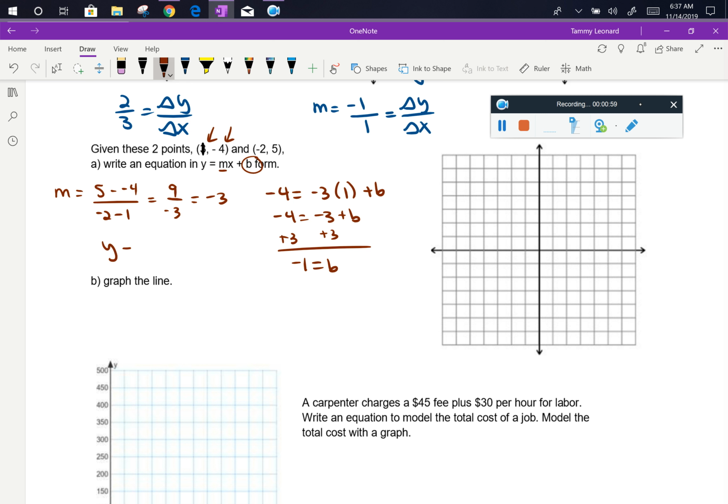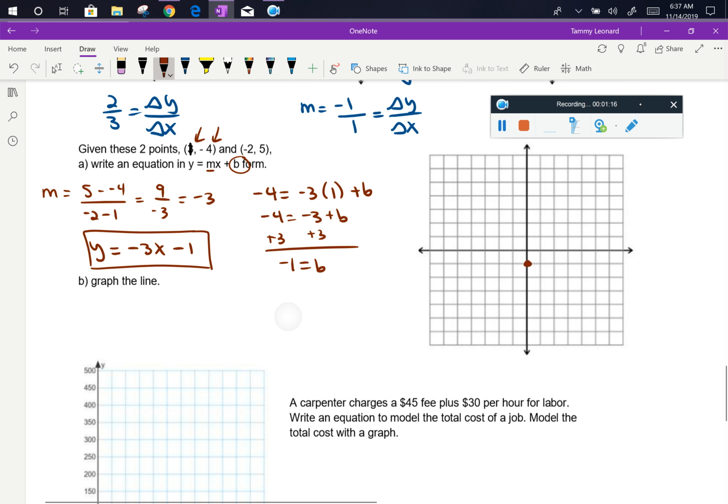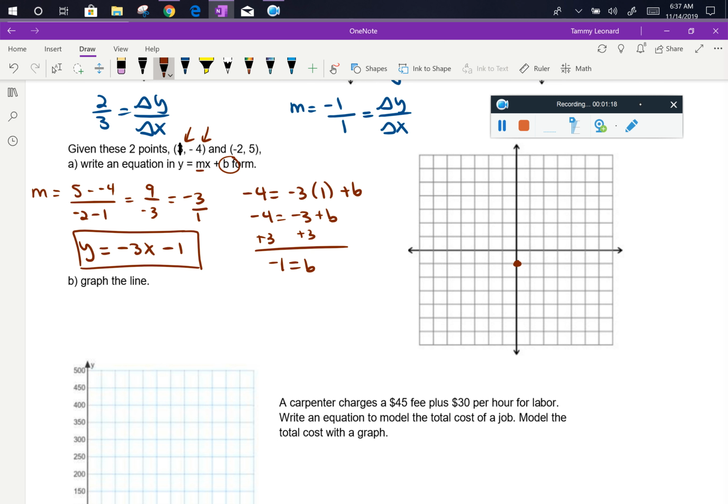So we see the equation in slope-intercept form is y equals negative 3x minus 1, because we're substituting the slope and the y-intercept that we found. Next, we're asked to graph this line. So we start at negative 1 on the y-axis, and a slope of negative 3 is the same as negative 3 over 1. So that tells us to go down 3 and right 1.